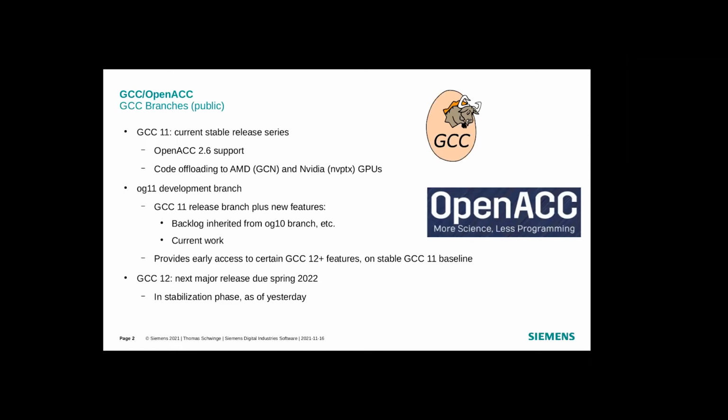With that, this development branch provides a kind of feature preview of what will end up in the stable GCC releases eventually. GCC 12 is the current major development branch, which is to be released in spring next year. As of yesterday, it's in a stabilization phase to make it fit for release, so only features that have already been submitted earlier in the year may go in now. That's the annual development schedule that GCC has.